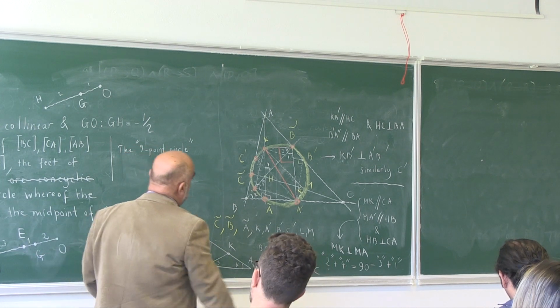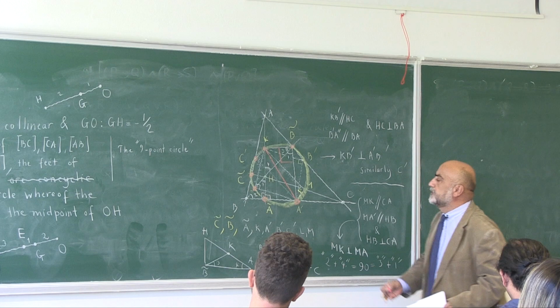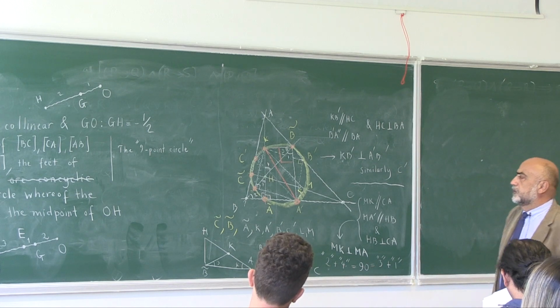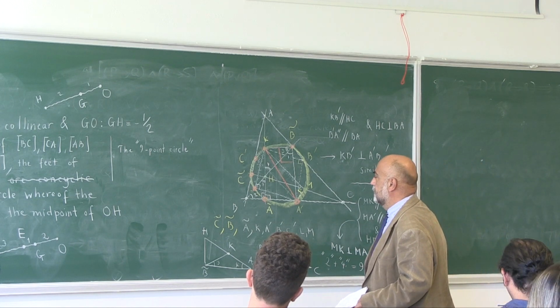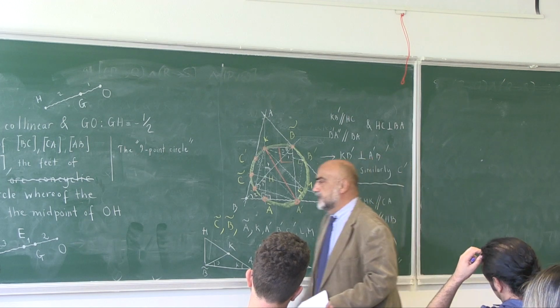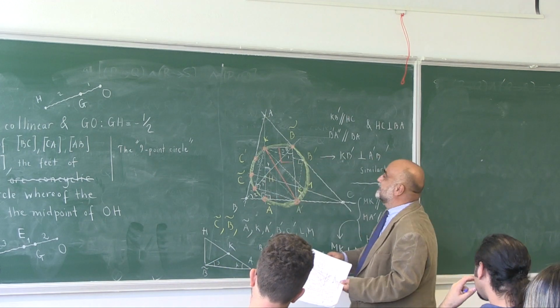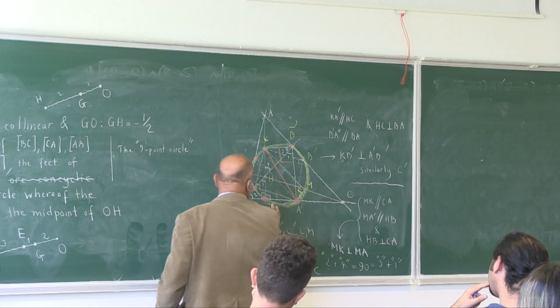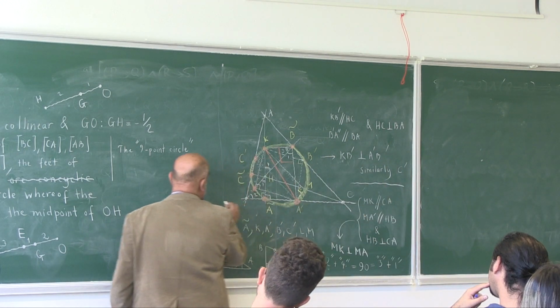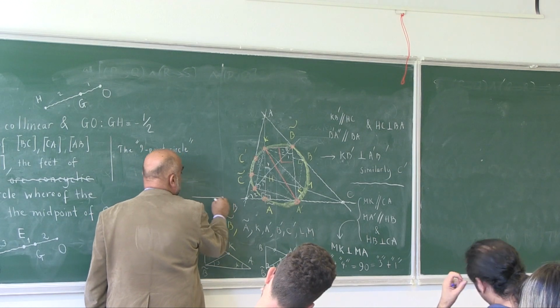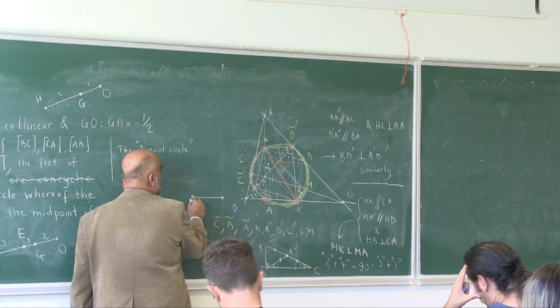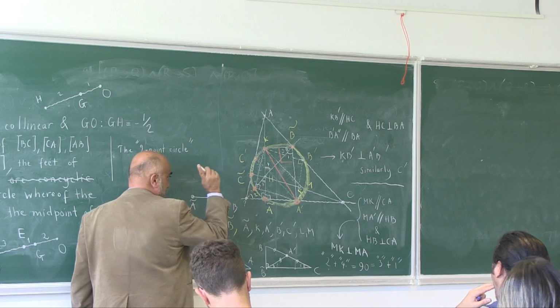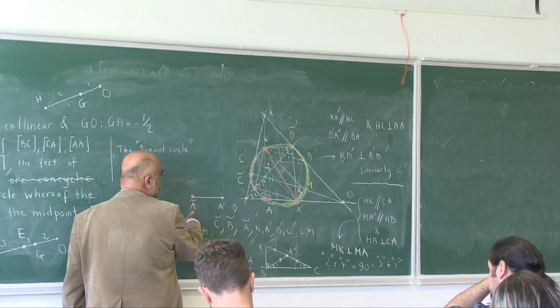So where is the center of this circle? Well, as I say, it should be the midpoint of OH. And why is that? Well, that's not too difficult to see. You see, that's A tilde. So let me draw this line segment. That's A tilde, and that's A prime. I remember, this is the foot of the altitude through A.